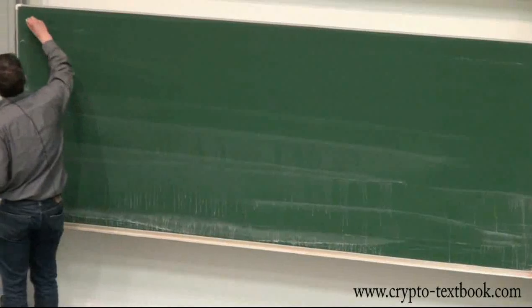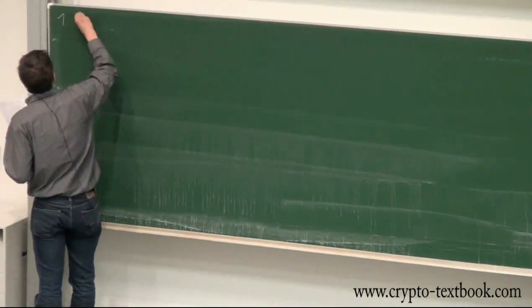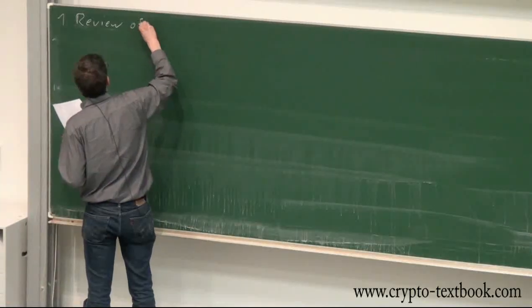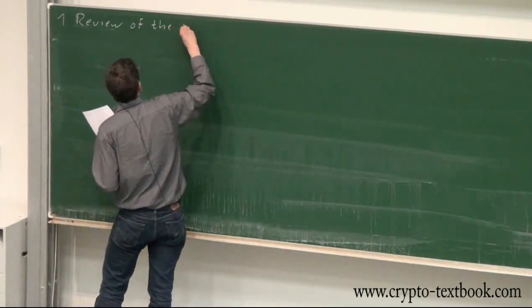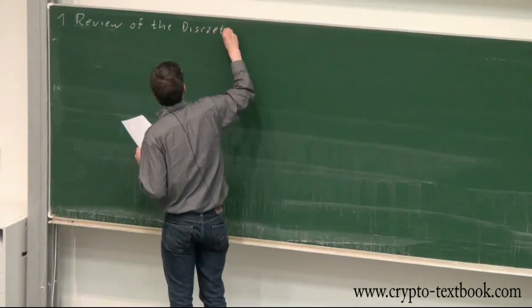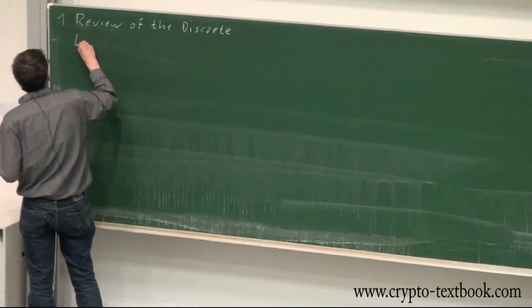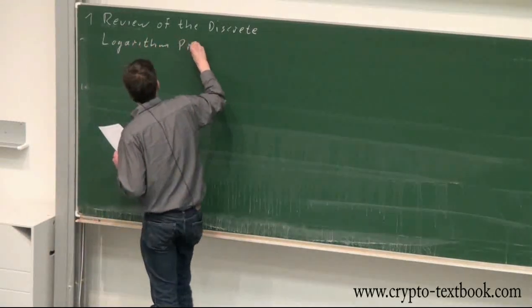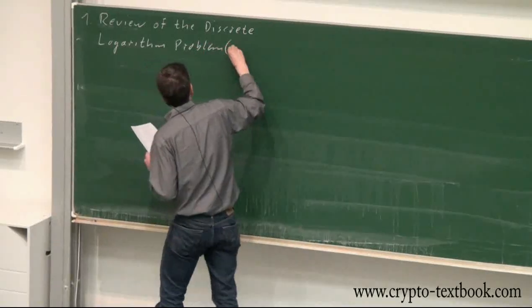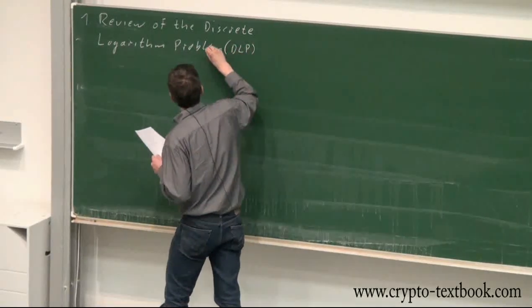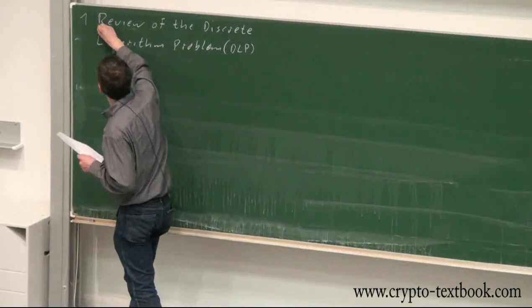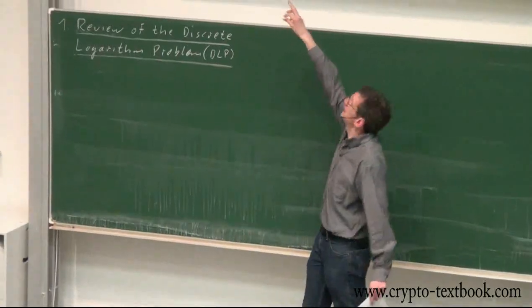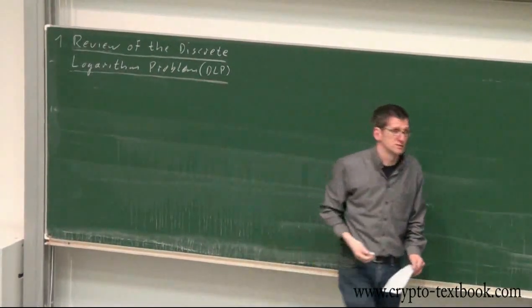So let's start with the first chapter of today, and that's the review of the discrete logarithm problem, or DLP. If you're wondering what DLP means up there on this blackboard, it means discrete logarithm problem.